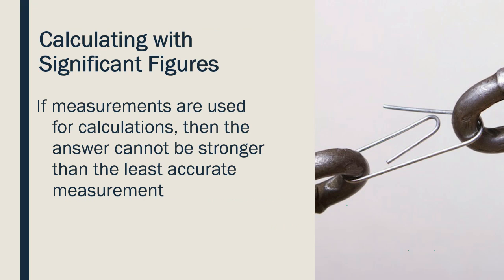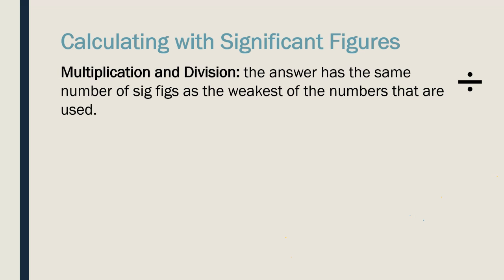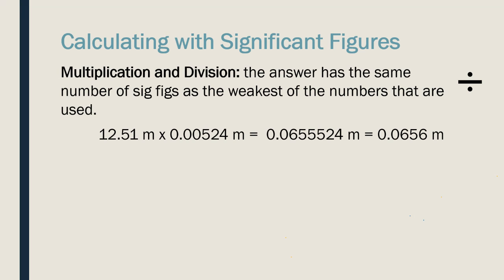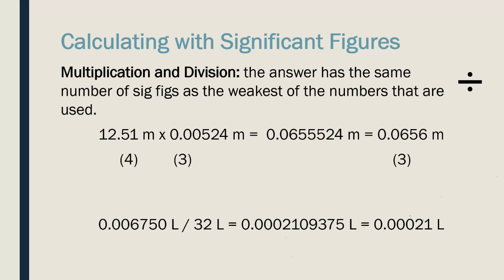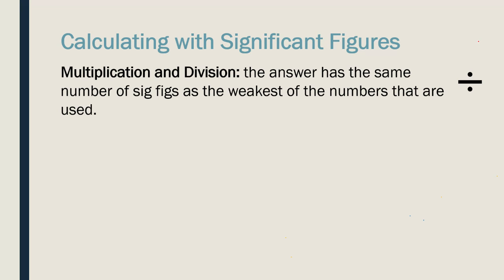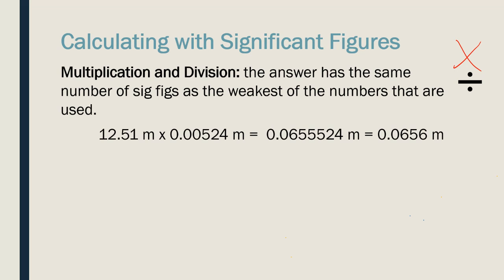Okay, now let's do some calculating with significant figures. When you calculate with significant figures, you want to make sure that the answer cannot be stronger than the weakest link. The weakest link is the strength of the chain. The same is true when we do calculations with significant figures. So when we multiply or divide, the answer has to have the same significant figures as the weakest of the numbers that are used.